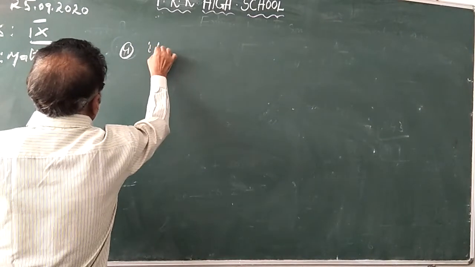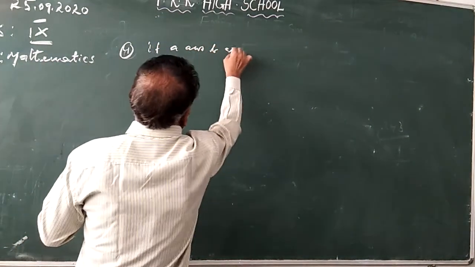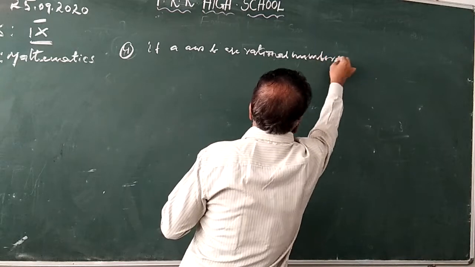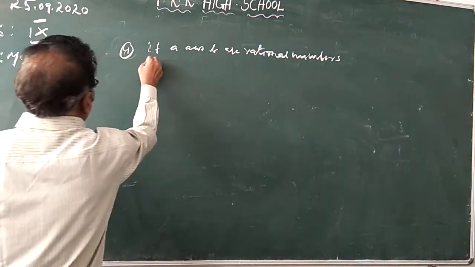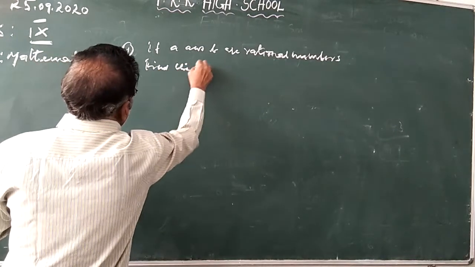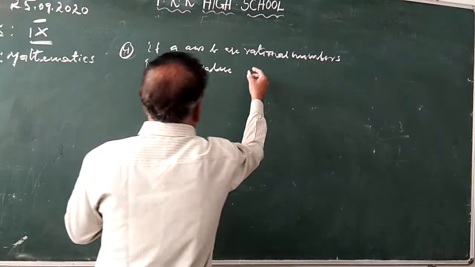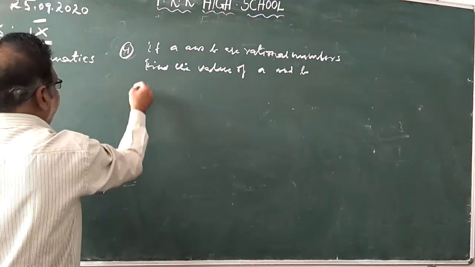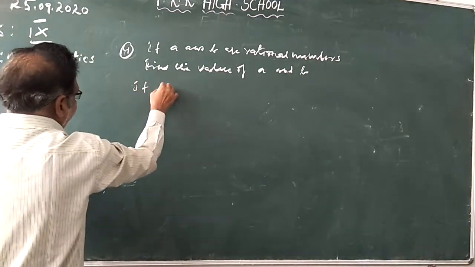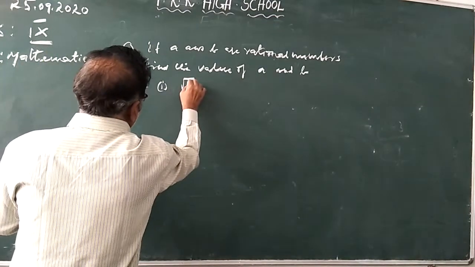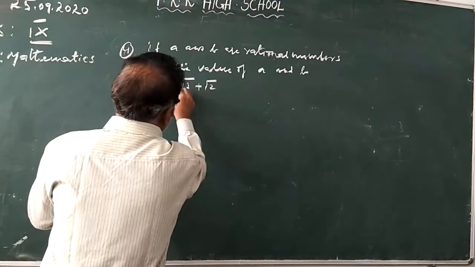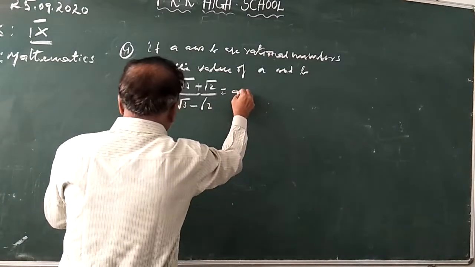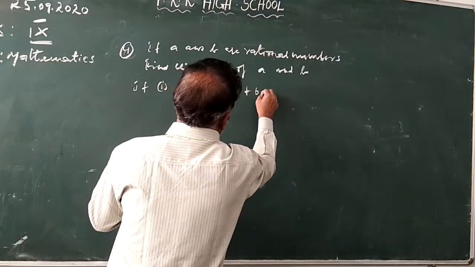If A and B are rational numbers, find the value of A and B. First bit, if root 3 plus root 2 by root 3 minus root 2 equals A plus B root 6.